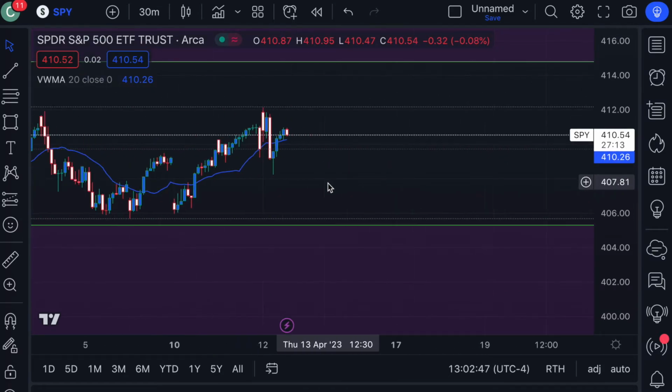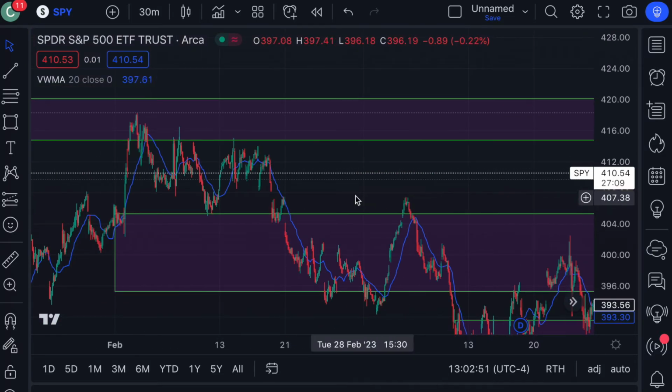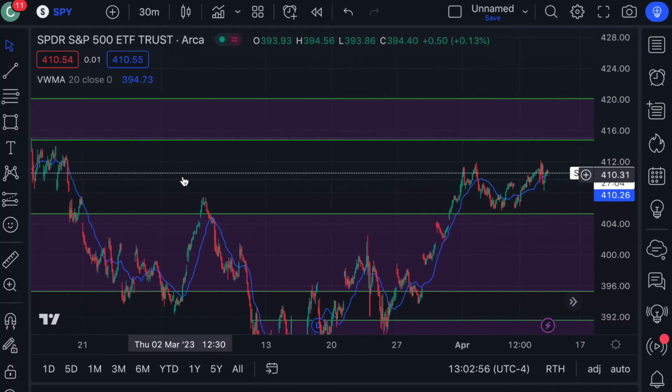Now this is something I do every morning before the market even opens. I like to mark out all my areas of supply and demand because I find that during the day they are very important to determining when I'm going to enter into a trade.